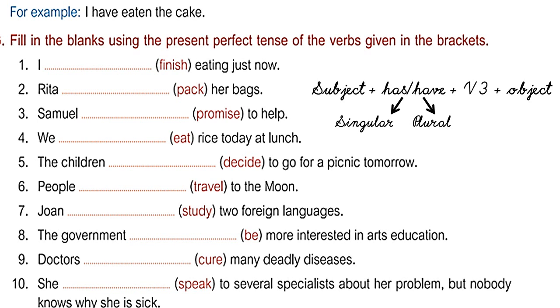Then look into the verb given in the bracket. Here finish is the verb. Change the verb into V3 form. What is the V3 form of finish? Yes, it is finished. So the answer is I have finished eating just now.